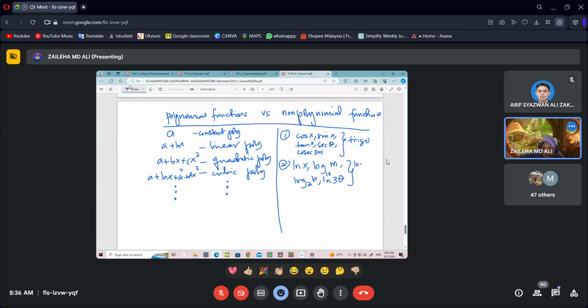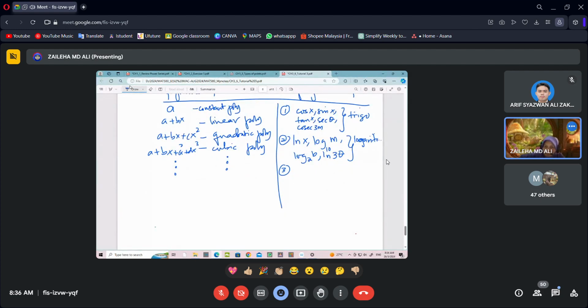Nama dia tak ada. Logarithmic. Logarithmic function. Okay, next. Keluarga apa lagi ada? Yang jiran sebelah kanan pula. X negative 2.